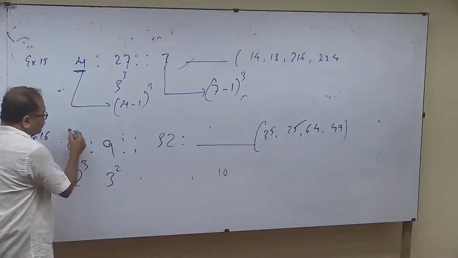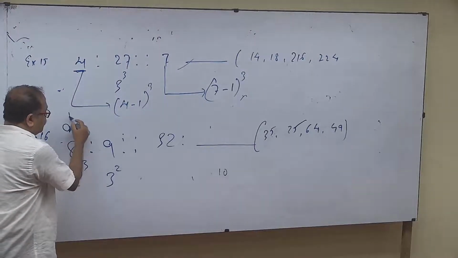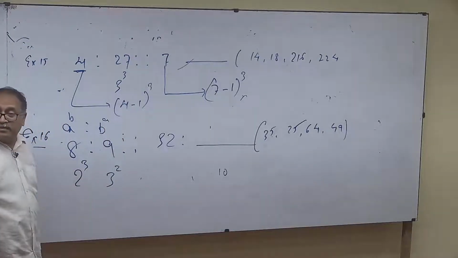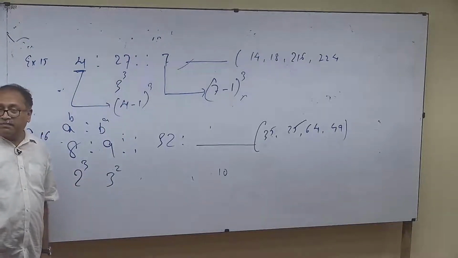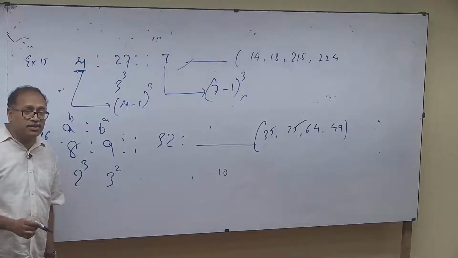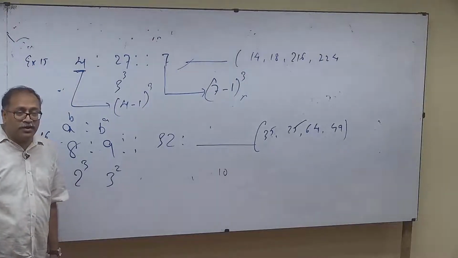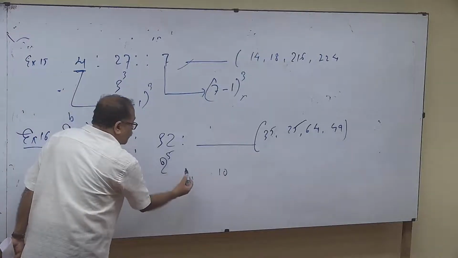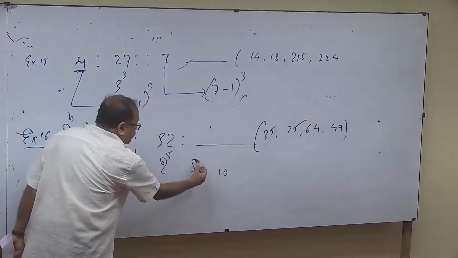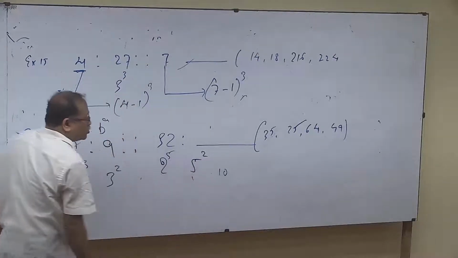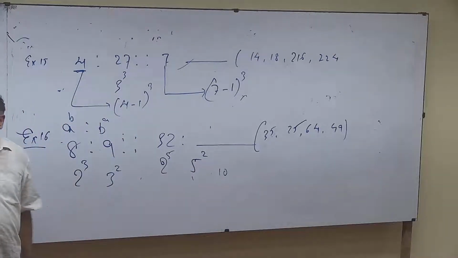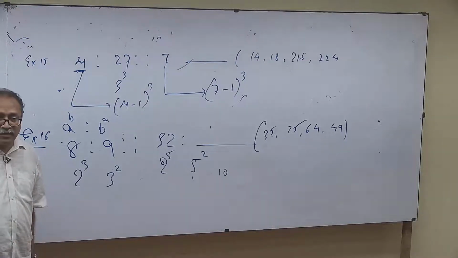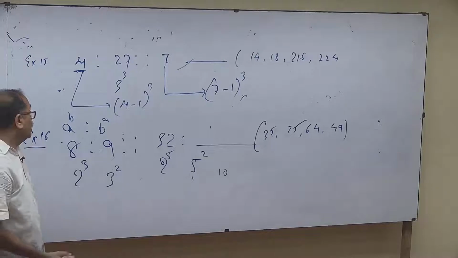Okay, that means you want to say that this is a to the power b, the next one is b to the power a. The power becomes the base the next time, and the base becomes the power. So here I notice that it is 2 to the power 5. So the next one will be 5 to the power 2, which is 25. Yes? Okay.